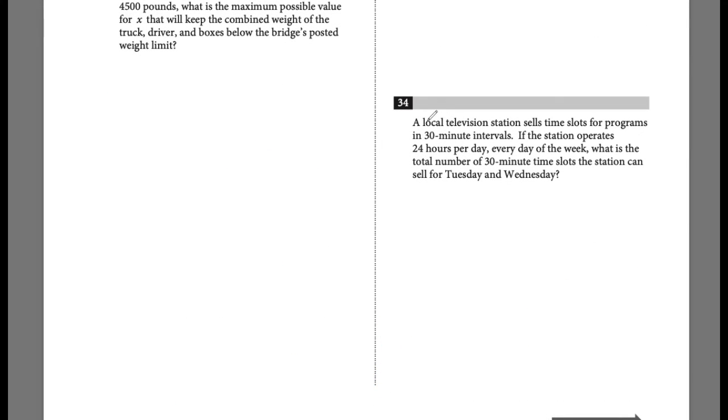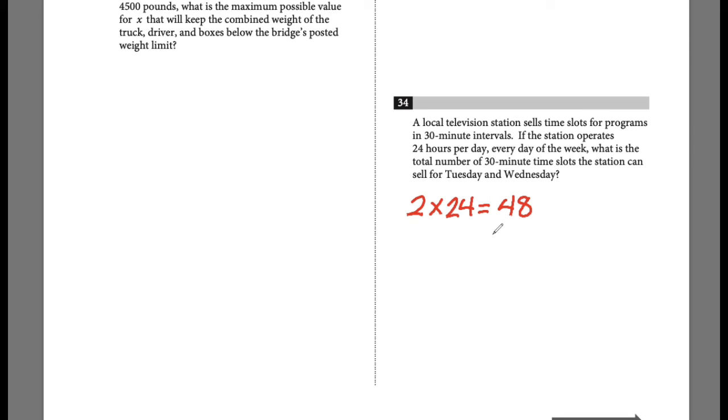Number 34. A local television station sells time slots for programs in 30-minute intervals. If the station operates 24 hours per day, every day of the week, what is the total number of 30-minute time slots the station can sell for Tuesday and Wednesday? The first thing we need to do is figure out how many 30-minute time slots they can schedule per day. If there's 24 hours in a day and there's 2 30-minute intervals in every hour, all we need to do is multiply 2 by 24, and there's a total of 48 available time slots per day.